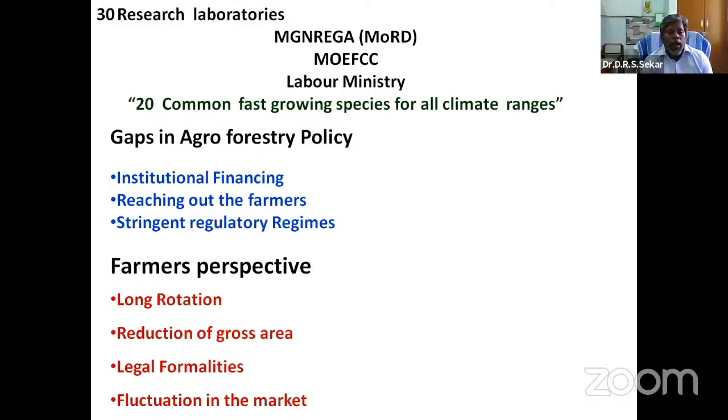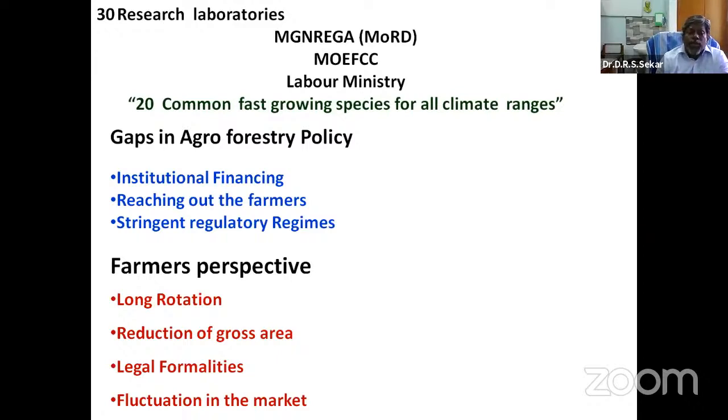And there is a lot of concern from the farmers' perspective. We know they always find this a long rotation. That's one of the prime criteria. That is why the agroforestry and tree species we are working on are essentially short rotation with industry-specific institutions, primarily 4 to 5 years harvesting age. And the reduction of grass area is another concern expressed by some segments of the farming community. And the legal formalities, the transit and other related issues.